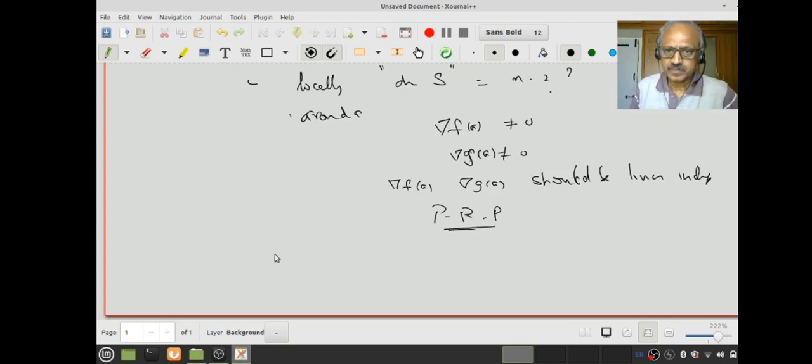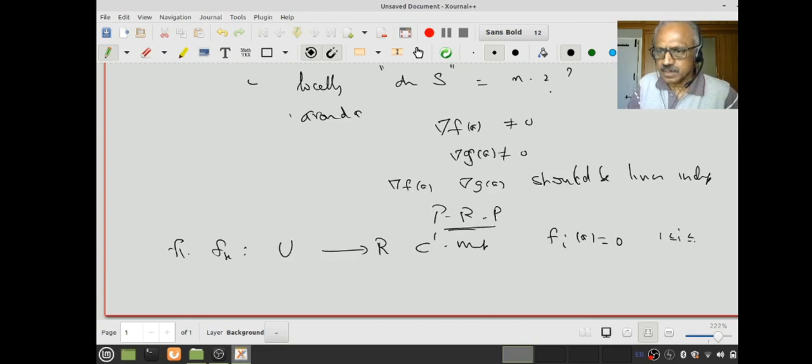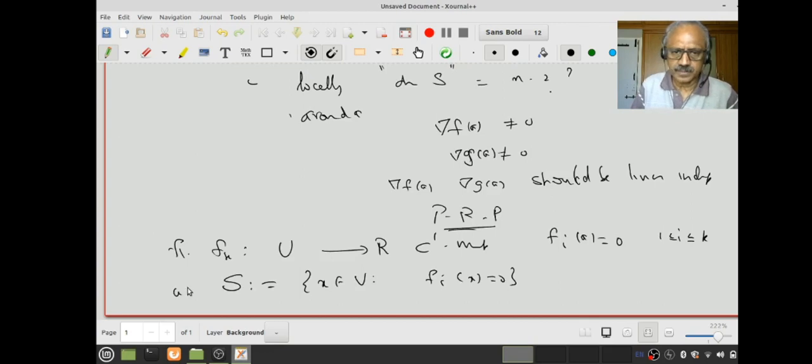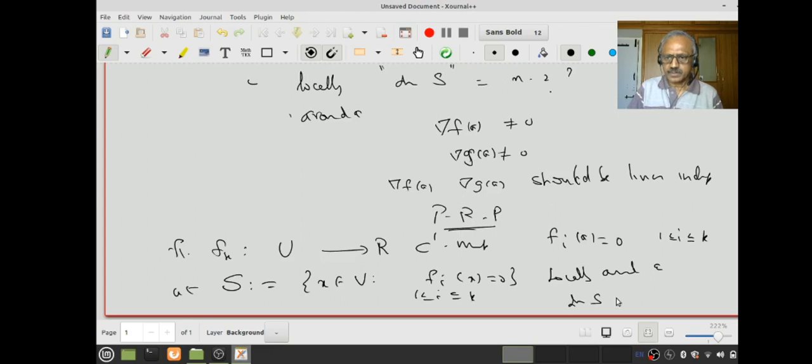Okay, please understand. Right? Therefore, suppose I have f1 to fk from U to R. Okay, these are all C1 maps. And let's assume that fi(a) equals bi, that is all I am assuming. Then I am looking at the surface, the set of all x in U so that fi(x) equals 0. So this is not empty. Okay. So what is it that I want? I want to say locally around a, the dimension of S should be something like n minus k. So what should be the condition?